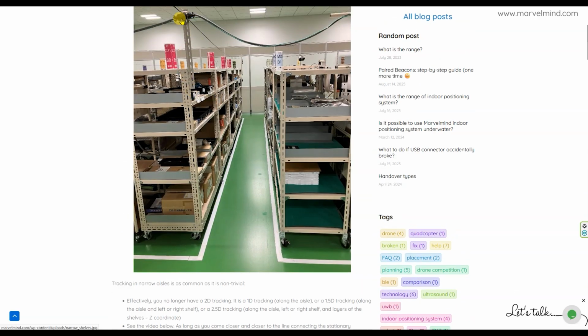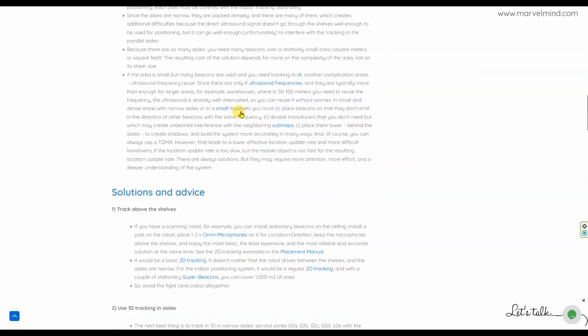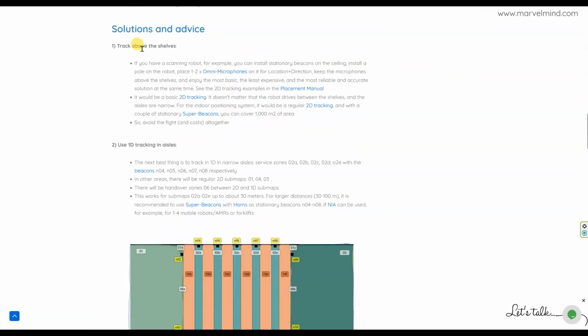In this case, there will be also height difference, which will introduce additionally narrowing of the angles, and the trilateration will be poor. Okay, but the situation is very typical. What to do in this case? Well, one of the solutions is that you just track above the shelves.